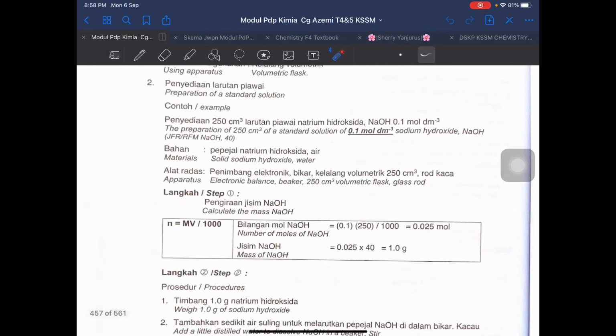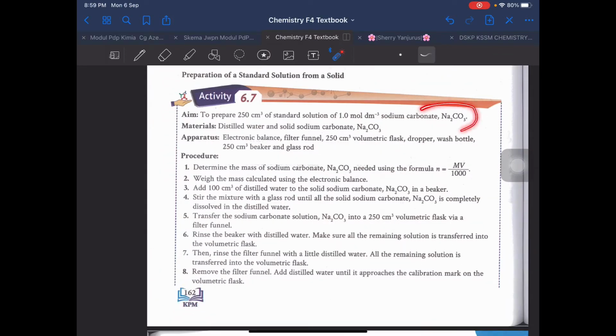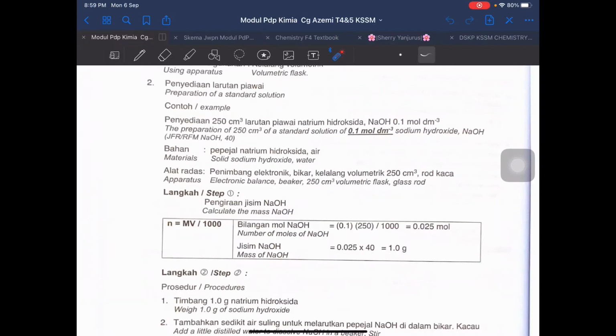Okay, langkah 1. Dalam buku Cikgu Azmi, dia bukan guna sodium carbonate. Dia guna sodium hydroxide. Sama jugalah. Preparation of 250 cubic centimeter of 0.1 mol per cubic decimeter. Kalau dalam buku teks mau sodium carbonate 1.0. Dia punya kepekatan, 250 dia punya volume. Cikgu Azmi's book pakai bahan kimia yang lain, kepekatan lain, tapi isi padu yang sama.